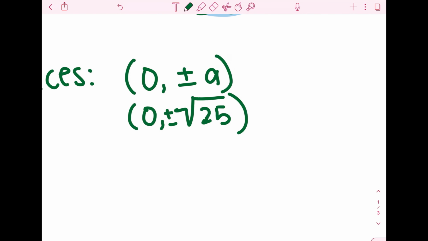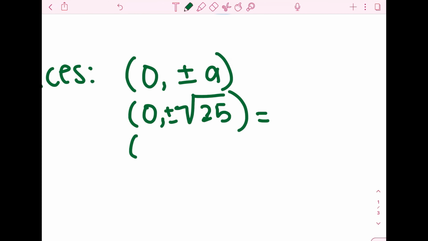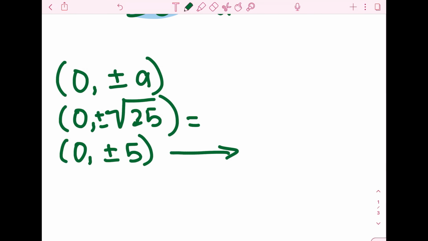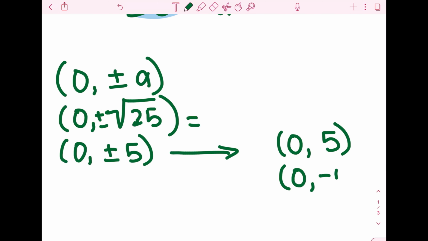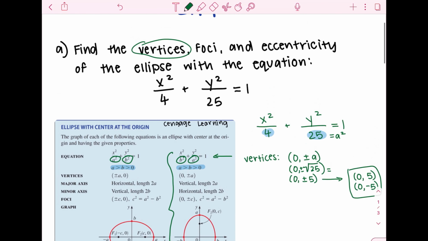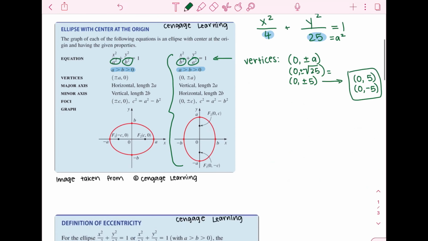And if you know the answer to this, pause the video right now, write it down, and see if your answer is correct. So the correct answer is 0, plus or minus 5, which we will write out separately as 0, 5 and 0, negative 5. So these are our vertices. And it gets as simple as that. You just plug some numbers into an equation and you get your answer. So next up, we're gonna be moving on to our foci.